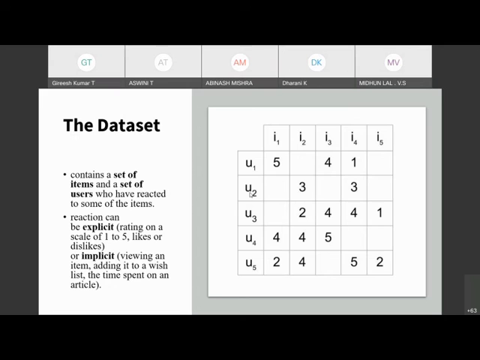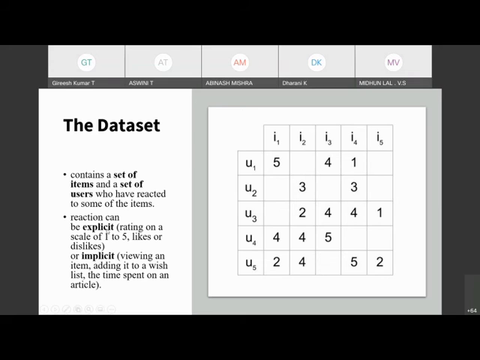Now what is the real problem here? Whenever you apply different types of algorithms, the real problem is that it is going to generate a sparse matrix, because in a lot of places there are zeros, meaning they are not reviewed. Those places you have to fill with zeros. So that is one issue with this. The data contains a set of items and a set of users who have reacted to some of the items.